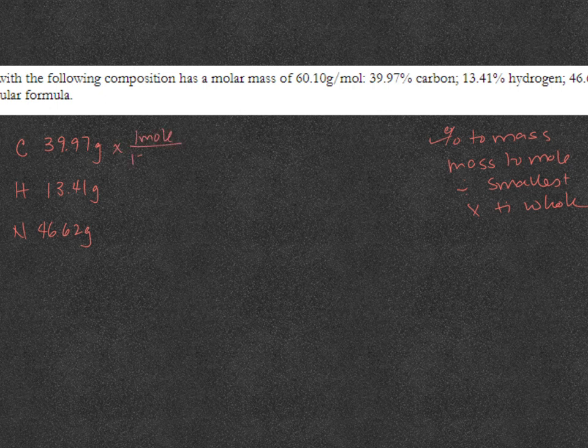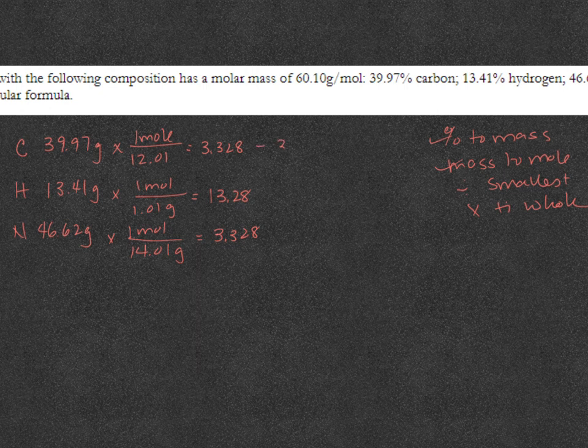Now, mass to moles. So I use the molar mass of carbon, get that from the periodic table, and I get 3.328. Then hydrogen, 1 mole of hydrogen has a molar mass of 1.01 gram, and I get 13.28. And nitrogen has a mass of 14.01 grams, and I get 3.328. Now remember, for this step, do not round too early. If you round too early, oftentimes you will get errors because you've dropped significant figures. So I've done mass to moles.